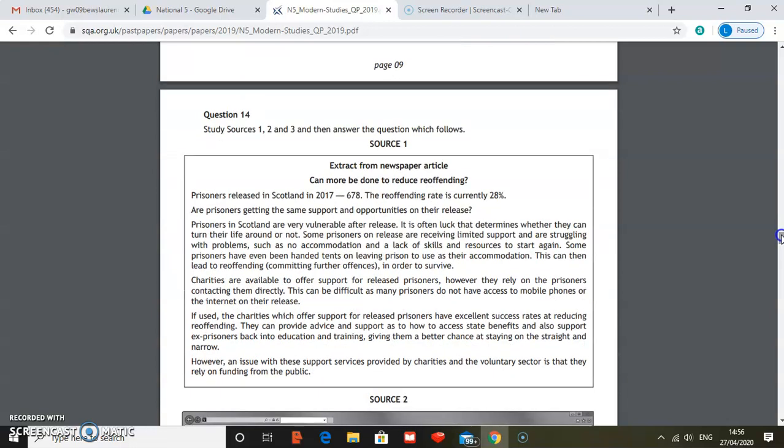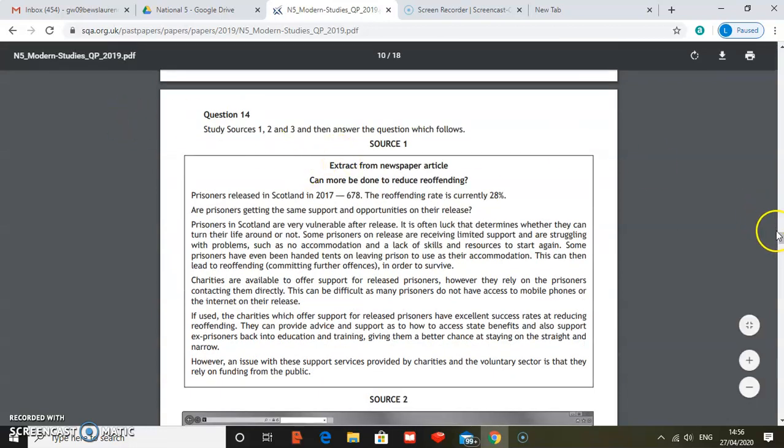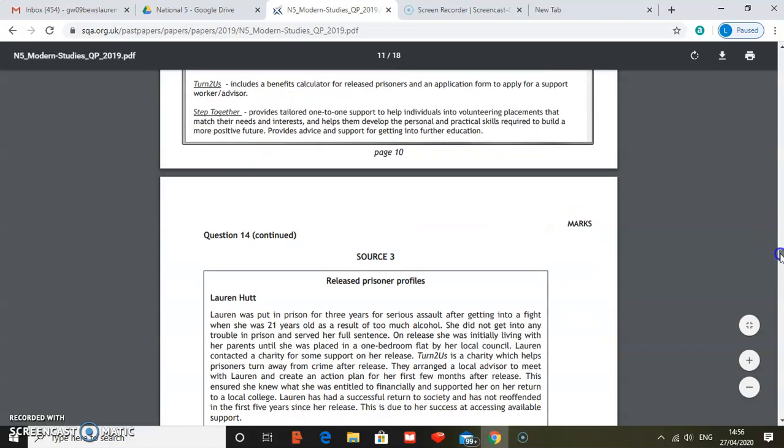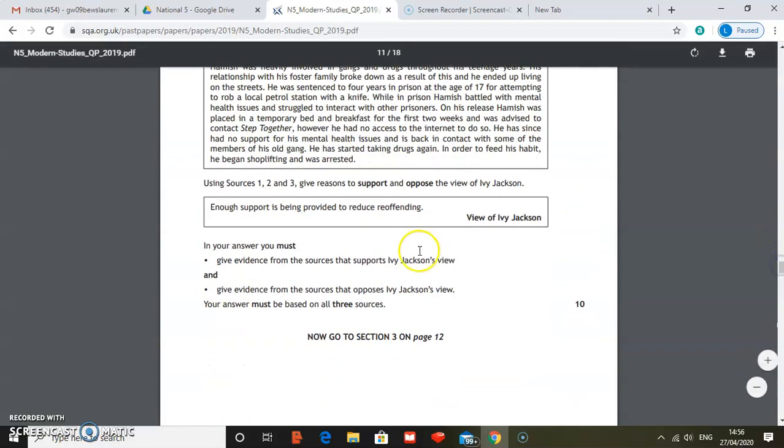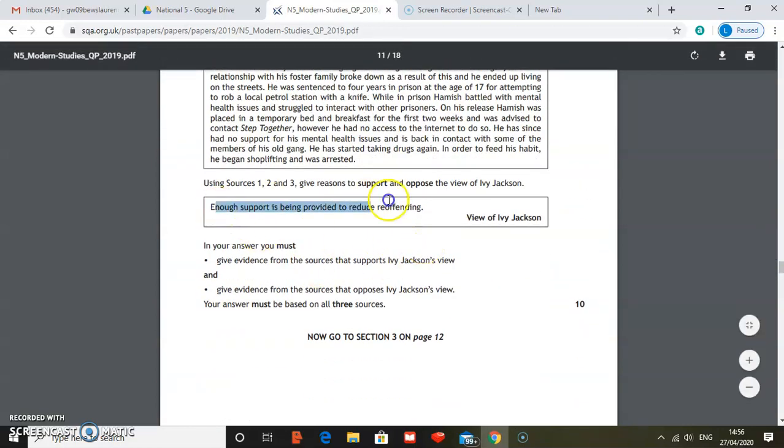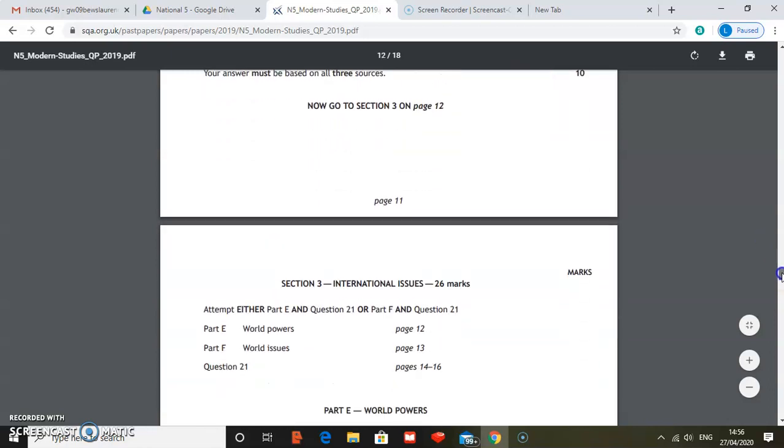We then move on to question 14, which everyone in Scotland does again. And for question 14, it's a support and oppose the view of someone. Now, many in 3rd year will have already done these questions before. And you can see it's worth 10 marks and no knowledge needed again. And that's the end of section 2.